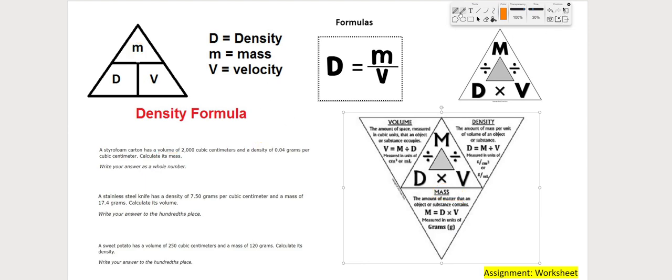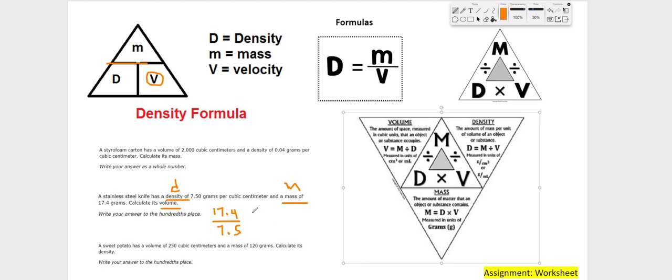If we look at the second one, a stainless steel knife has a density, so we have D, per cubic centimeter and a mass of 17 grams. So we have the mass, and what we're looking for in this case is the volume. We're looking for V, so I'm going to circle V. Notice I have the mass and the density, so in this case I have to divide. The mass is 17.4. I will do 17.4 divided by the density, which is 7.5.